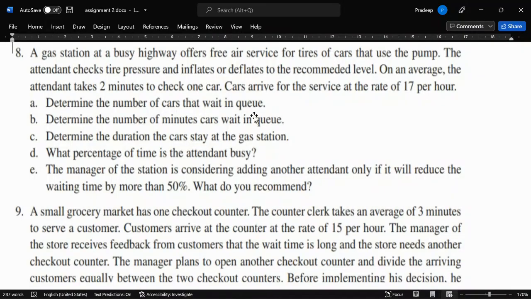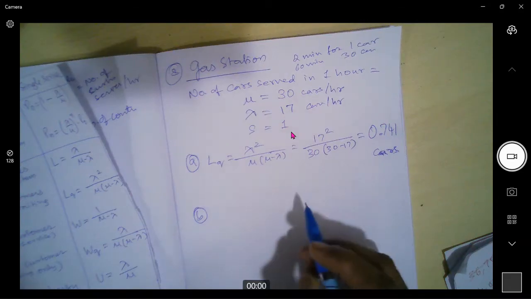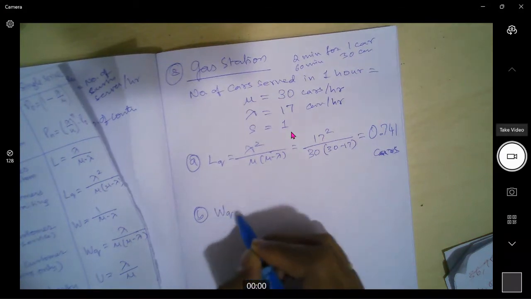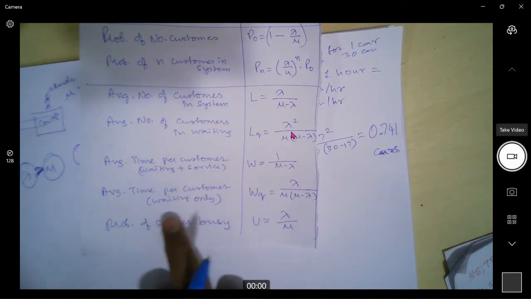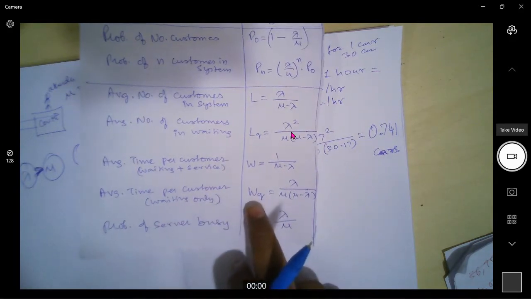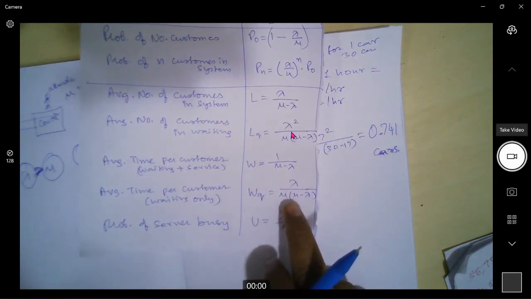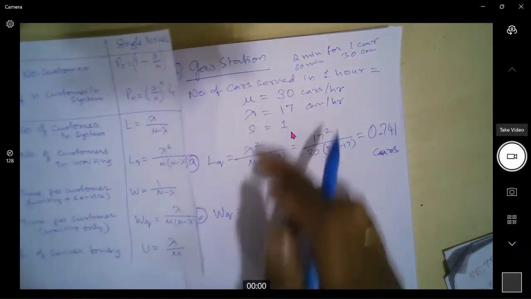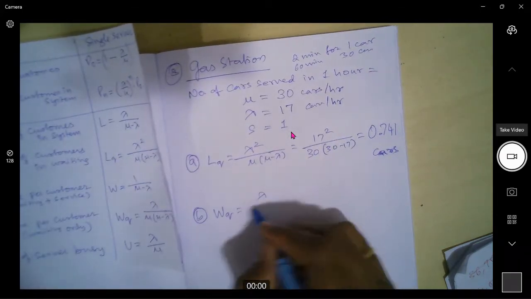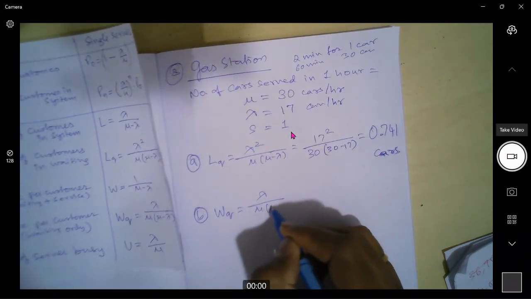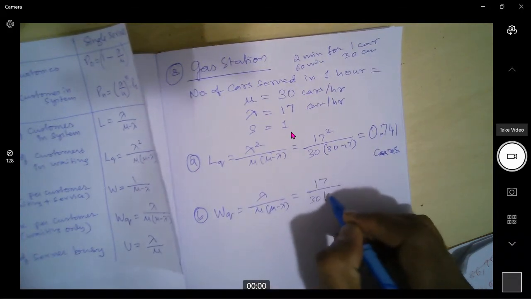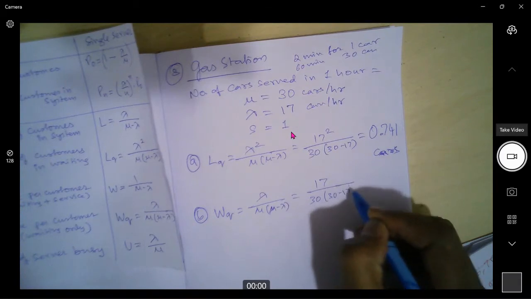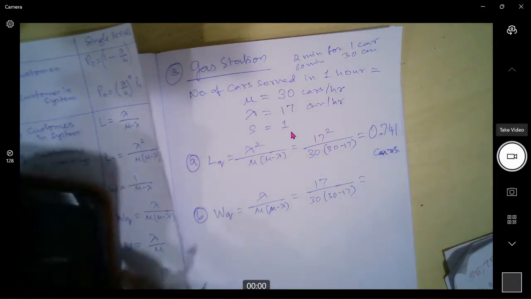So what is B? Determine the number of minutes cars wait in queue. That means Wq. So what is the formula? Here you can see it is the average time per customer waiting only, service we are not adding. So lambda by mu into mu minus lambda, same as before, just that lambda is not squared. So lambda by mu into mu minus lambda, which is 17 by 30 into 30 minus 17.